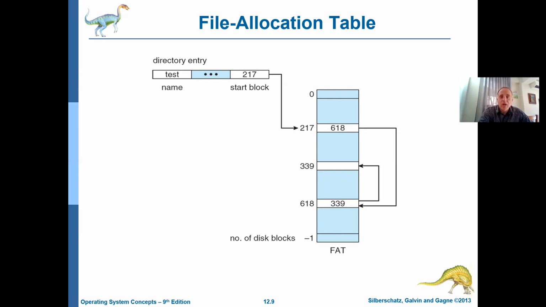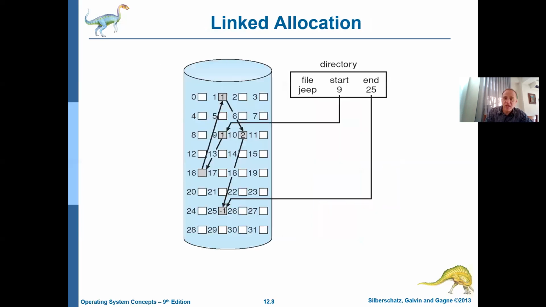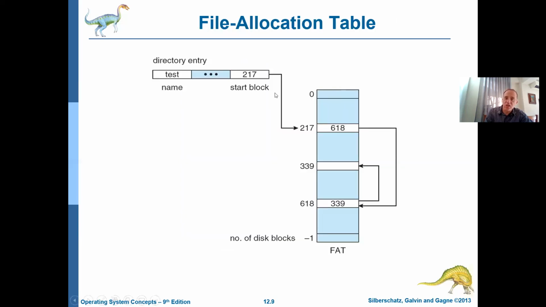Okay. So in the directory, I'll have a file called test and some other information, and also where its start block is. If it's the start block, all I need to know is the starting block. So it's kind of like a linked list, because here I also know where the start was, 9. Here I also know the start is 216.